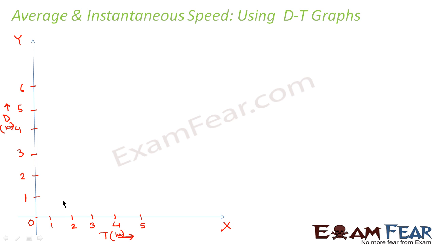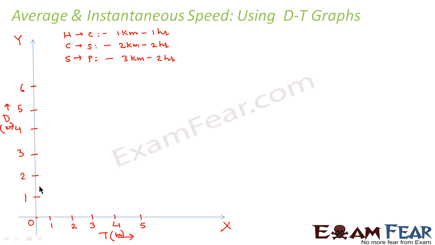Now from the previous slide, what did we see? We saw that Ronnie was traveling from his home to church. So he traveled 1 kilometer in 1 hour. Then he traveled from church to school. The distance in that case was 2 kilometers and he took 2 hours. Again, he started from school to playground. The distance traveled was 3 kilometers and the time he took was 2 hours.